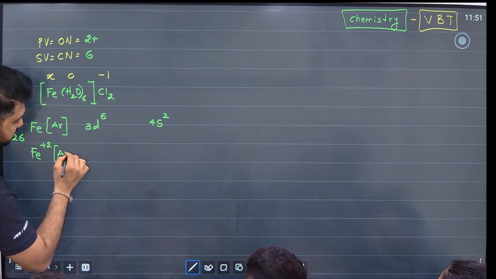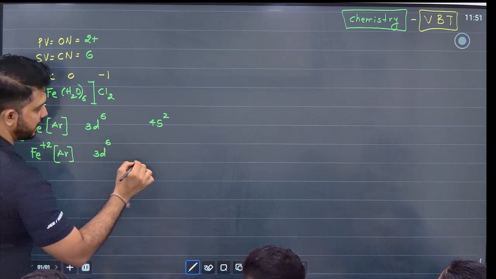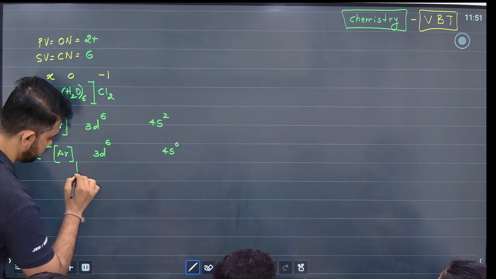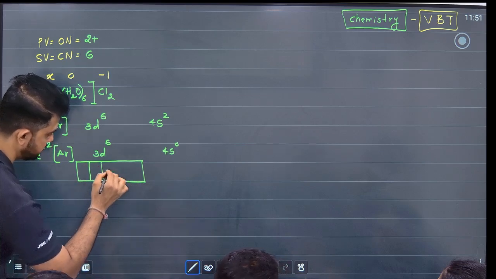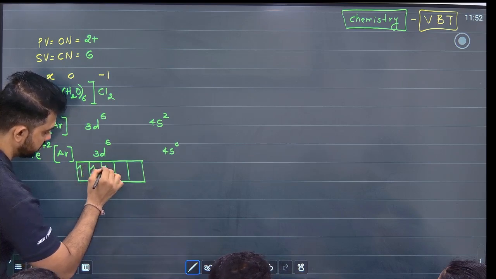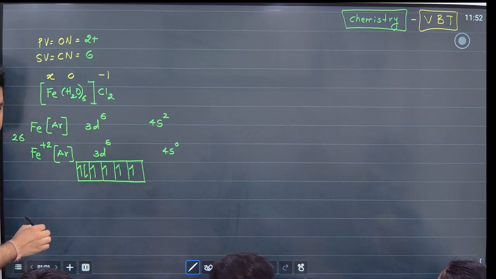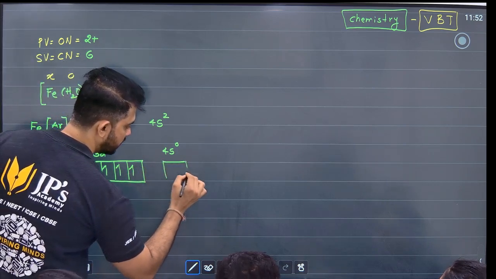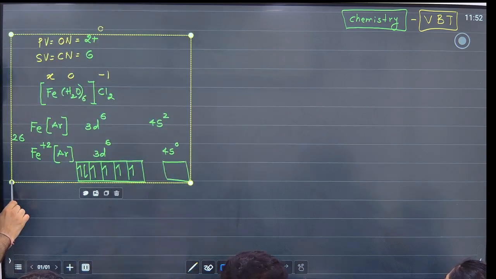What will the configuration be for Fe plus 2 then? Argon 3d6 and 4s0. d6. How will I arrange these electrons? 1, 2, 3, 4, 5 and 6. With me? 4s is now empty. All this is basic. We've already done this.